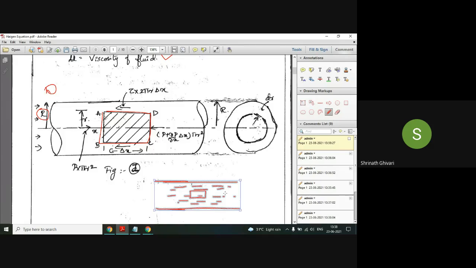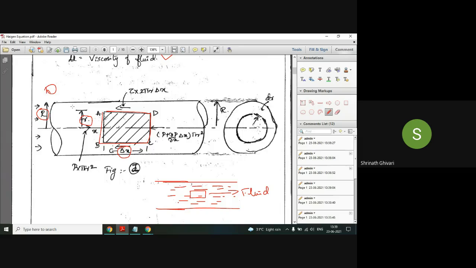This is called a fluid element. Whatever I have considered is called a fluid element. So it is a part of the fluid which is flowing through the pipe, and we are going to study this now. This part of the fluid, which we are calling a fluid element, is ABCD. Of a section we have taken ABCD, whose radius is small r, the diameter is small d, and its length is delta x.